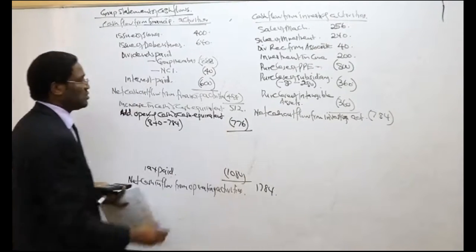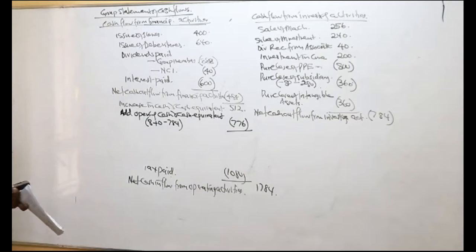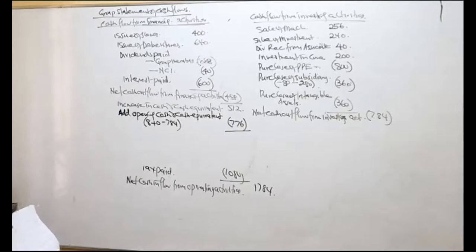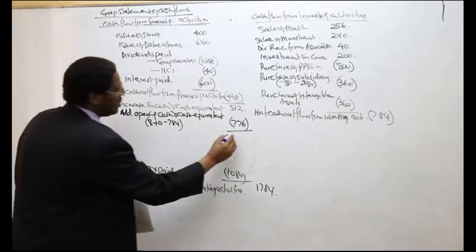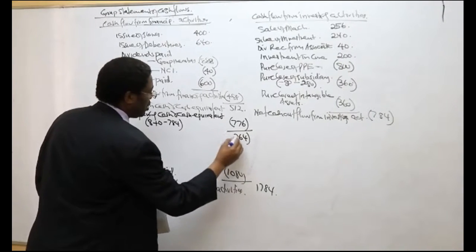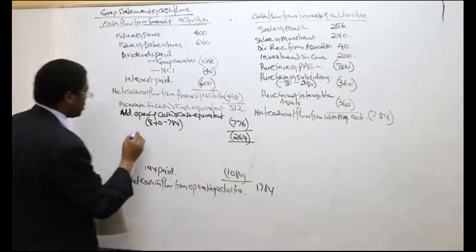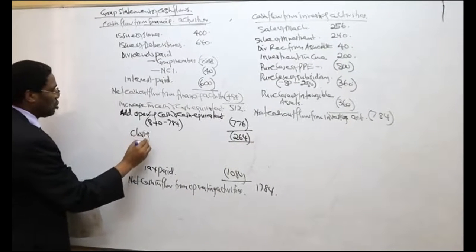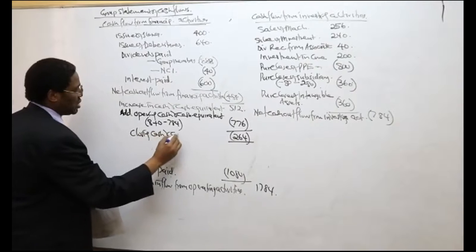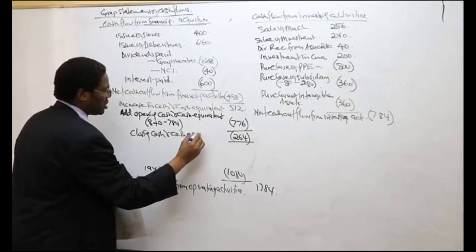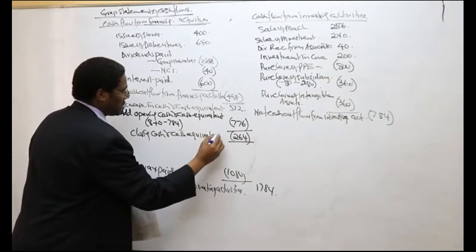That's a negative. Then we get the net. I'm getting 264 million, and a negative also. That is the figure we call closing cash and cash equivalent.